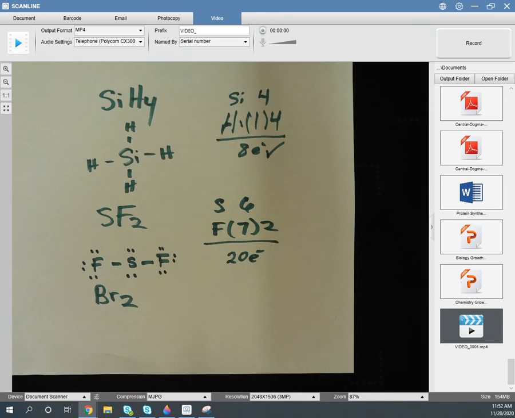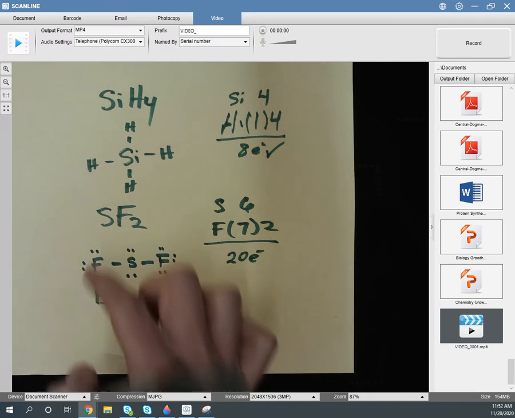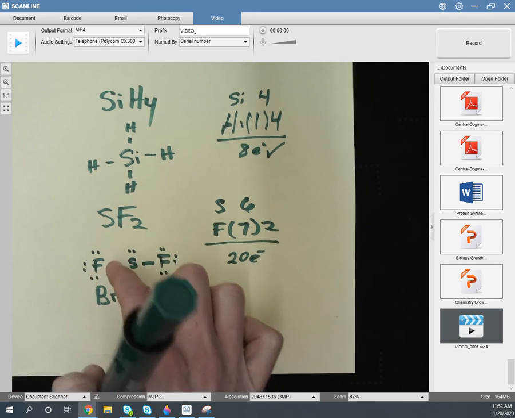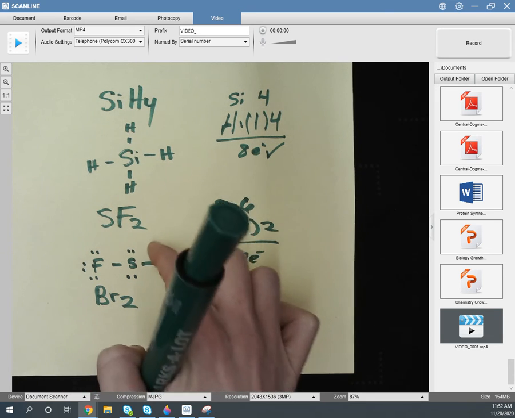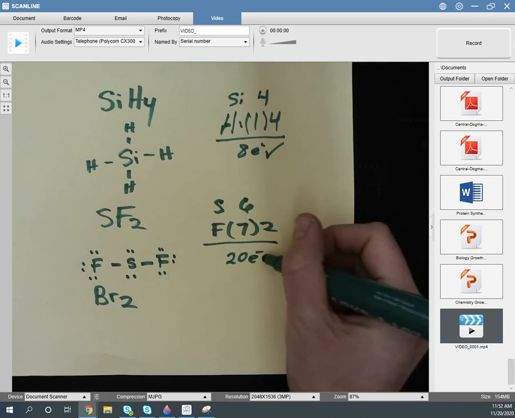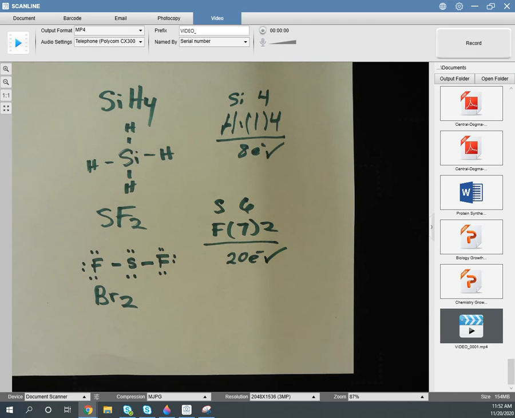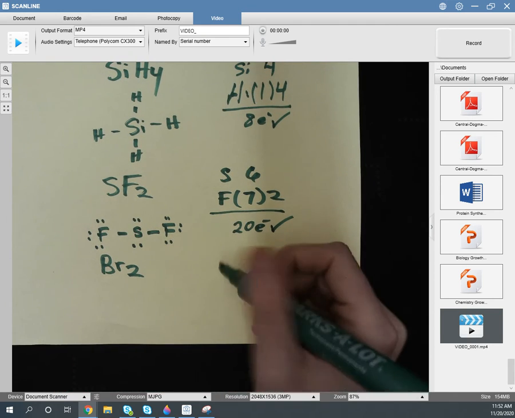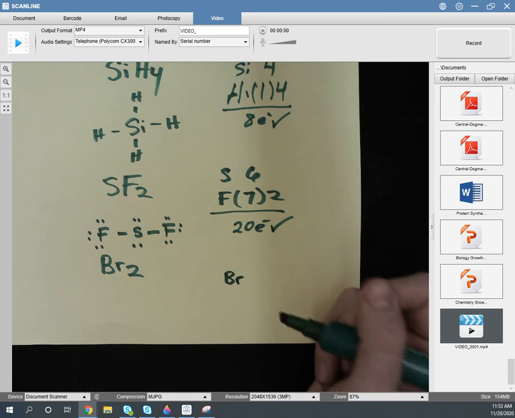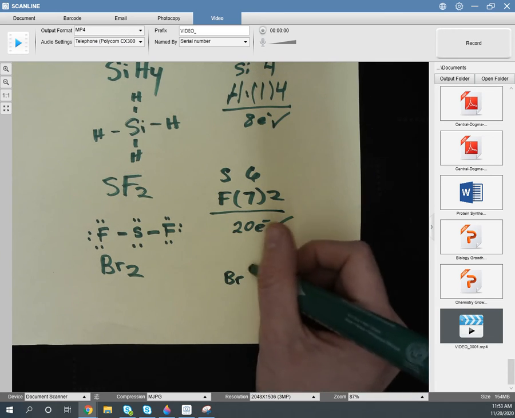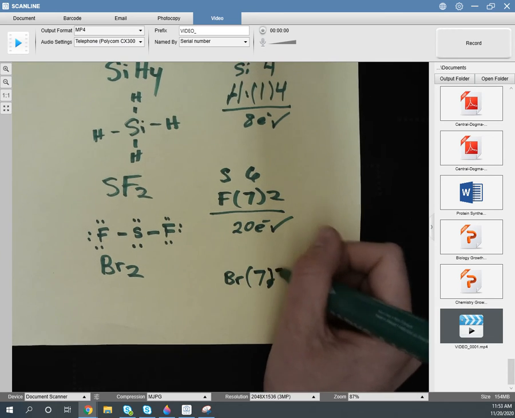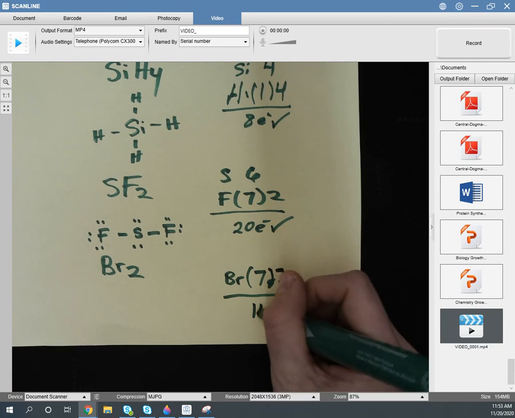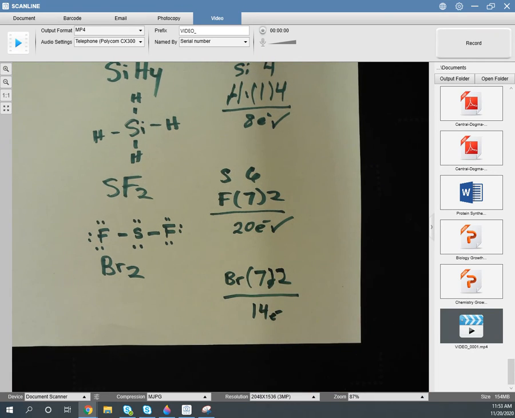Now let's count overall how many electrons are in this diagram. 2, 4, 6, 8, 10, 12, 14, 16, 18, 20. That is the number of valence electrons I needed, so this is the correct Lewis structure. For our last example, bromine, there's 2 of them. Bromine is in group 17, so 7 times 2, it's going to be a total of 14 valence electrons.